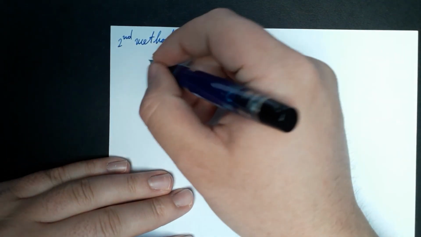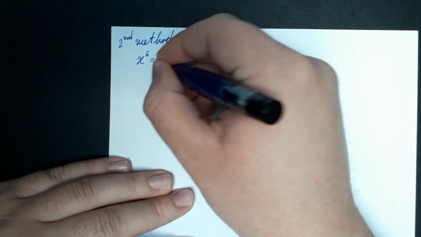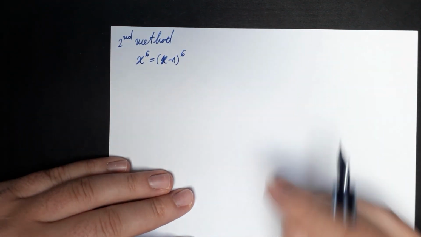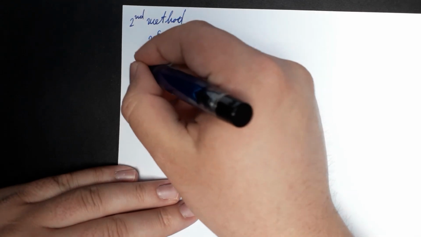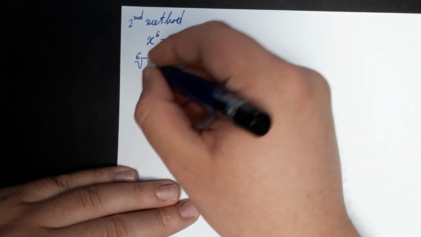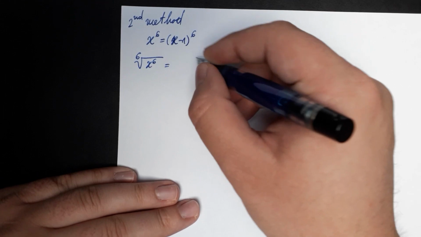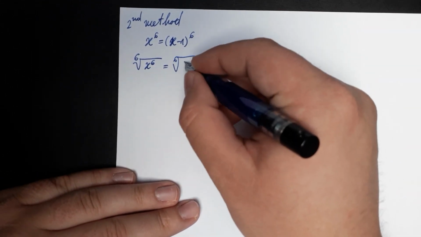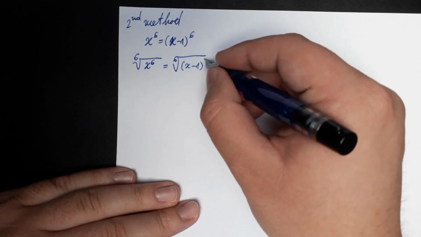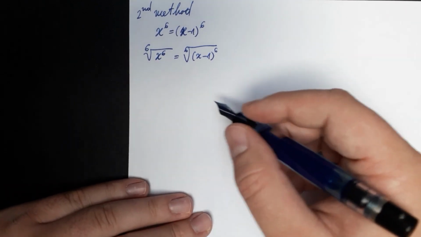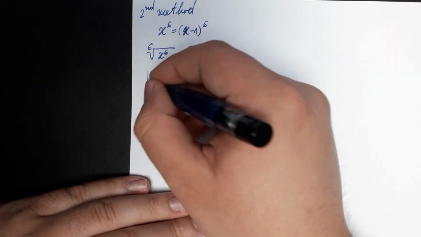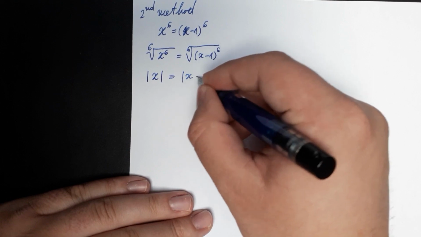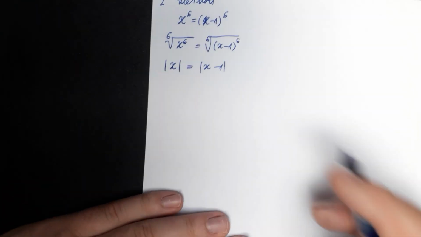to solve x to the power 6 is equal to (x minus 1) to the power 6. Well, basically we can take a sixth root to both sides of the equation, so we are left with the sixth root of x to the power 6 and the sixth root of (x minus 1) to the power 6. This is an even root, so that basically leaves us with the absolute value of x being equal to the absolute value of x minus 1.